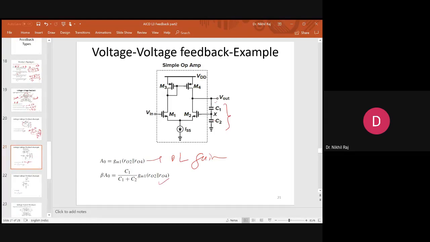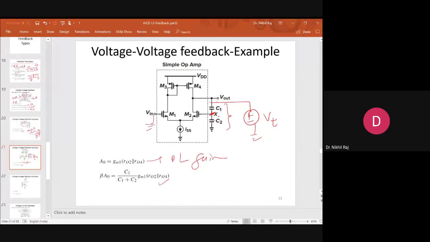How? You just sort this part and attach from here plus minus Vt, and then the x voltage with respect to Vt will come, and that will replace here, then we will get A beta as this value. Okay, calculations you can see in the book, simple calculation, 2-3 steps are there, that's why I have not shown. Okay, so this way we predicted A beta.